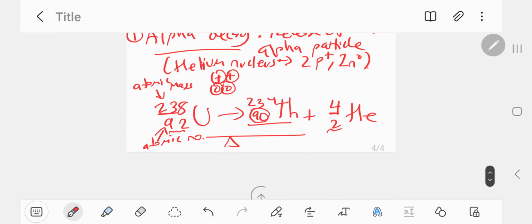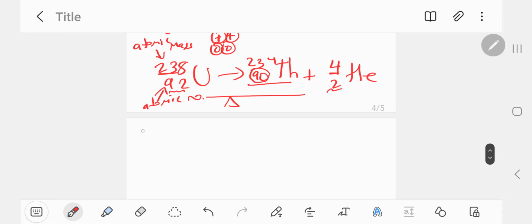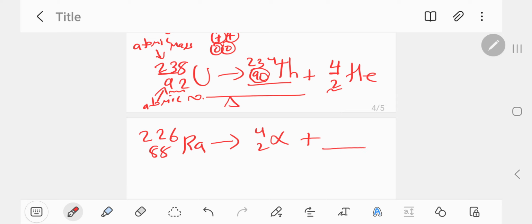Just to note, you can also rewrite the alpha particle as follows. I'll do another example. Suppose you want to work out the alpha decay of radium. You can rewrite it as 4 2 alpha. That's the Greek symbol for an alpha particle, the first letter of the Greek alphabet, plus something. As before, we need to match these numbers, top and bottom. So 4 plus something is 226. That's 222 on the top. On the bottom, 2 plus something is 88. That's 86. On the periodic table, atomic number 86 is radon, Rn.